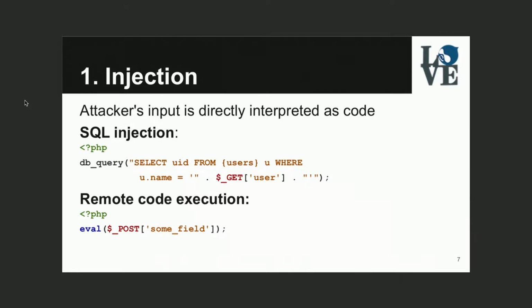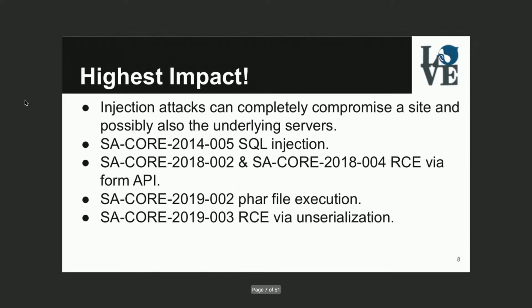So again, this is injection: the most severe, the thing you don't want to have happen, highest impact. It can completely compromise your site and potentially compromise underlying servers. And unfortunately, we've actually had a few of these in Drupal core over the last few years. You may remember the 2014 SQL injection. This was in Drupal core literally for years before someone noticed it, a subtle mistake where someone forgot to call array_values on an array before they foreached it.